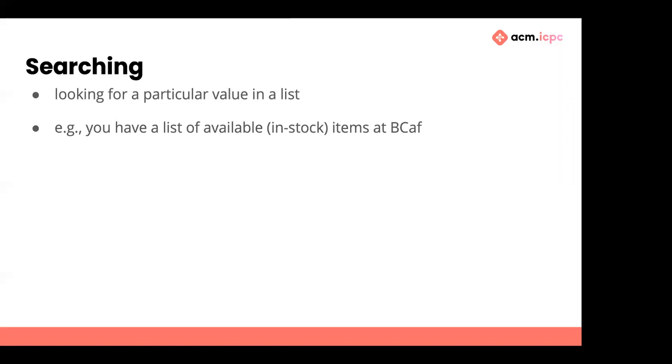Okay, so what do we mean by searching in CS? It's really basic. It's exactly what the name suggests. It's basically looking for a particular value in a list. So for example, say you have the list of available items or available sandwiches at BCAF. How do you find that one sandwich that you've been really craving?